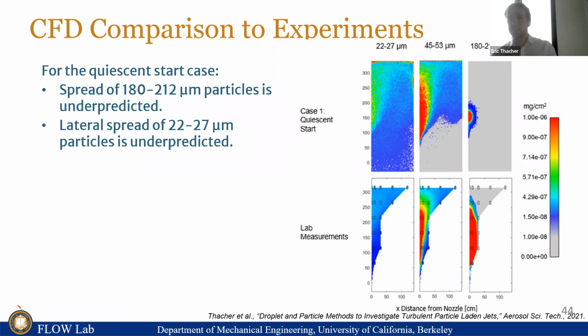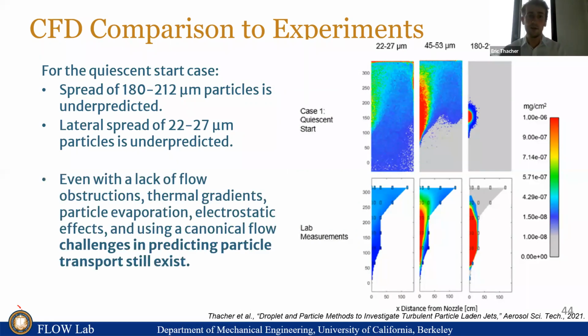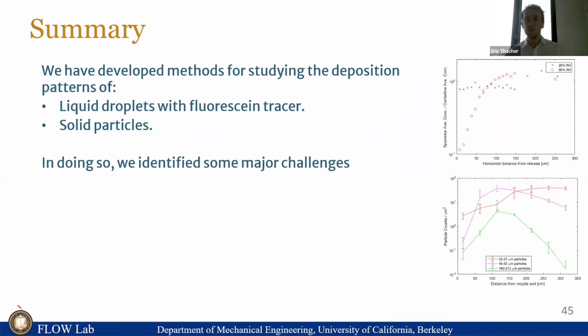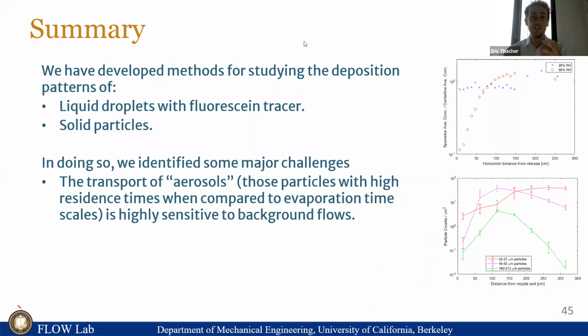And again, we see that even for the quiescent case, the spread of the larger size was underpredicted. The lateral spread of the small size was also underpredicted. So essentially, even with the lack of flow obstructions, thermal gradients, even neglecting evaporation, electrostatic effects, and essentially trying to make the cases as simple as we reasonably could, albeit with end wall effects, there's still challenges in predicting particle transport. So as a short summary, we've developed methods for studying the deposition patterns of liquid droplets, and the fluorescent tracer for solid particles. And in doing so, we identified some major challenges.